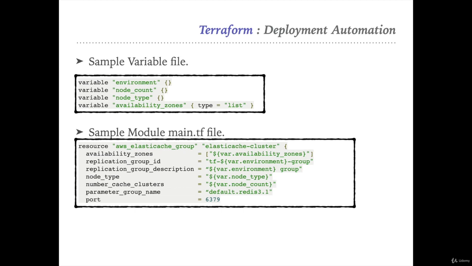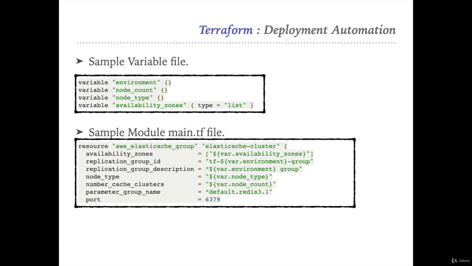For the availability zone, we are taking the availability zone from the variable. You can see over here we are using dollar curly braces var.availability_zones, which is defined inside the variable.tf. Then for the replication group ID, we are taking tf- as the prefix, and then we are taking the environment name from the variable again. For the replication group description, we are taking the environment name from the variable. For the node type, we are taking the node type from the variable, and the number of cache clusters we are also taking from the variable. The parameter group name is hard coded over here, and the port is hard coded over here.